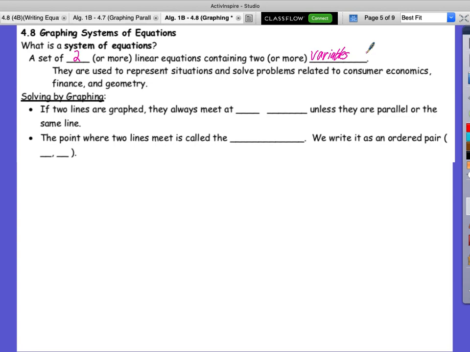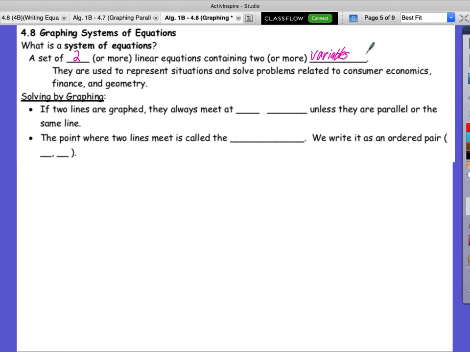Thank you. Okay. So in this class, once again, we won't deal with any more than 2 variables. Because whenever you deal with 3 equations, you have 3 variables, 4 equations, 4 variables, and so on. So when you have 2 equations, you normally have 2 variables with them, our x and our y. Now they're used to represent situations and solve problems normally related to consumer economics, finance, and geometry. So a lot of times it deals with the cost of things, okay? So it's actually pretty useful. I feel like this is one of the more practical things we do in this class that apply to us.